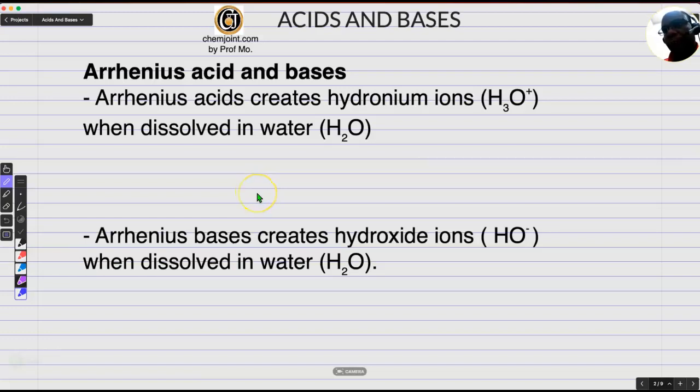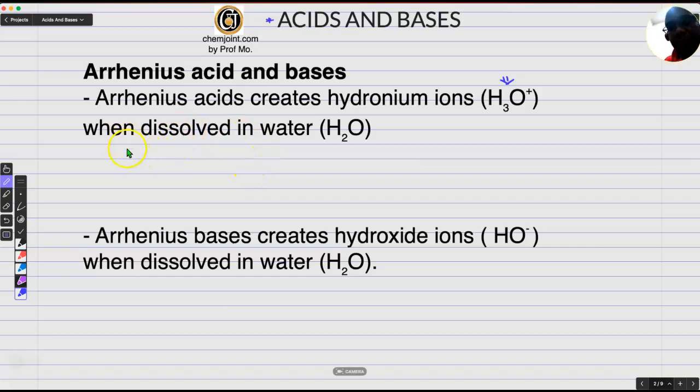Hello, in this video, let us describe Arrhenius acids and bases, a subtopic under acids and bases. The definition is quite basic, and it was improved over time. Arrhenius acids are acids that, when dissolved in water, create the hydronium ion, which is H3O+.